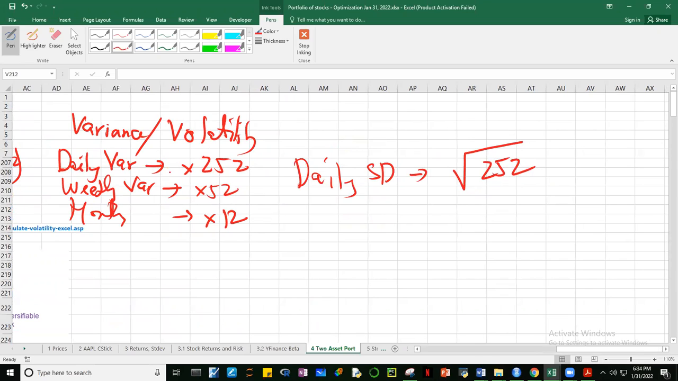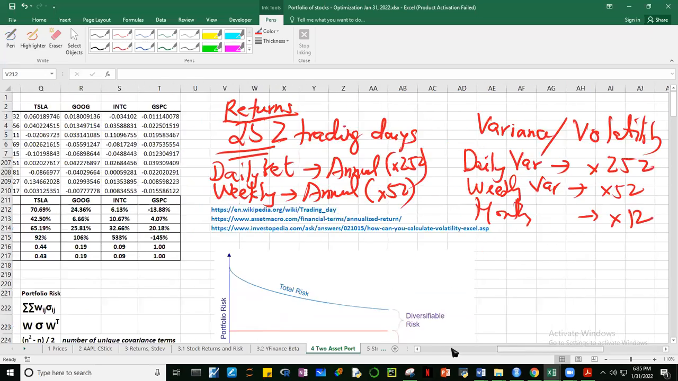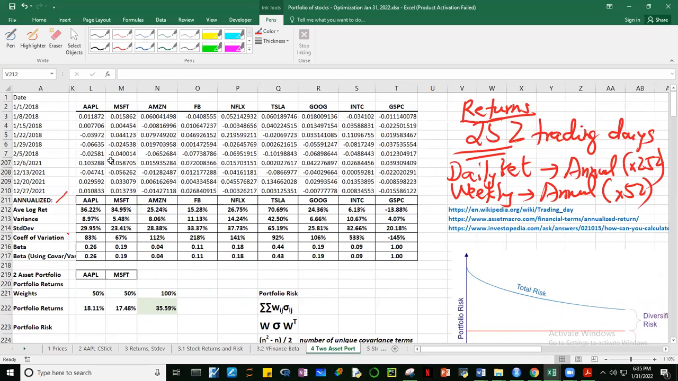Square root kasi, di ba, itong variance na to, kung i-multiply natin ng 252, tapos kinuha natin square root, ito yun. We get the square root of 252. Yung weekly, convert natin, dapat square root of 52. Tapos yung monthly, square root of 12. Okay? So this is for standard deviation. But for returns and variance, what we do there is to multiply it by 252 pag daily to annual.